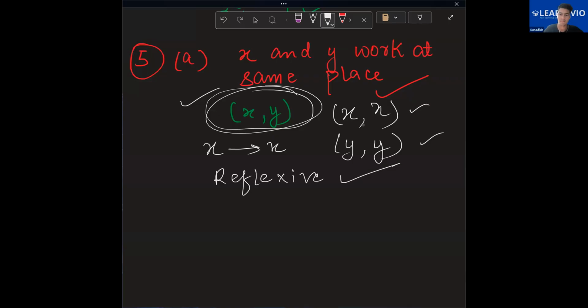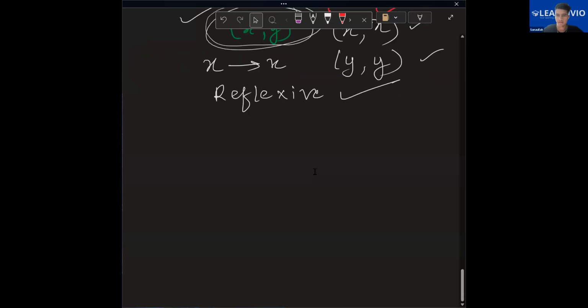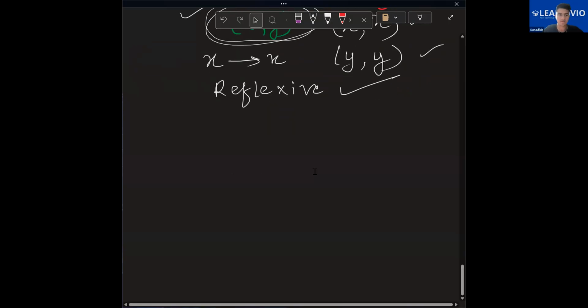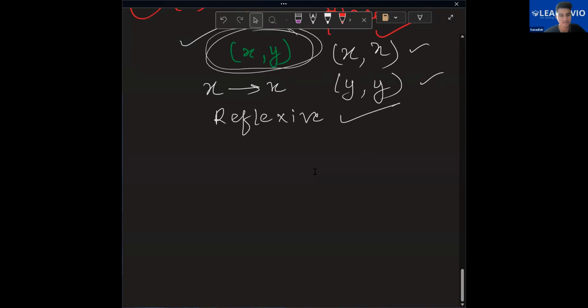This is reflexive. Now let's move to the symmetric part. If x works at the same place as y, then y works at the same place as x. दोनों एक ही जगह पे काम करते हैं. Let's see how you can understand this.